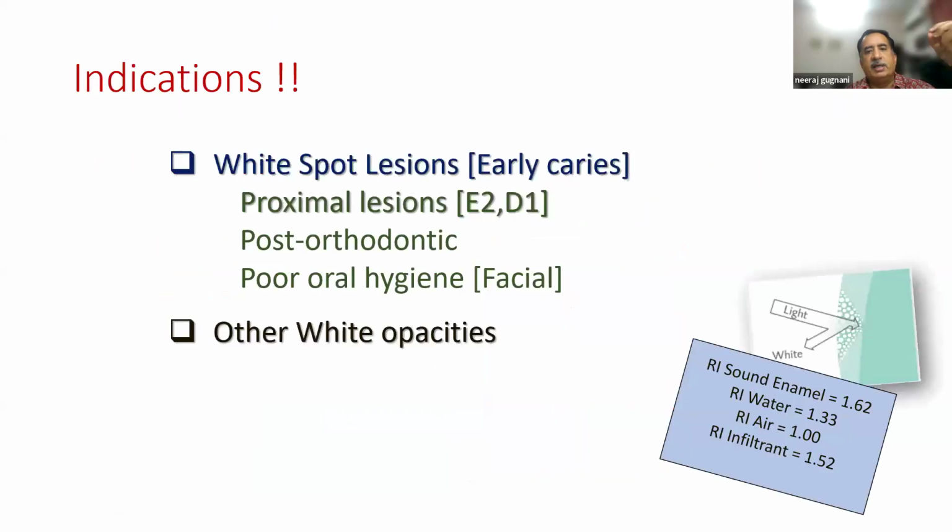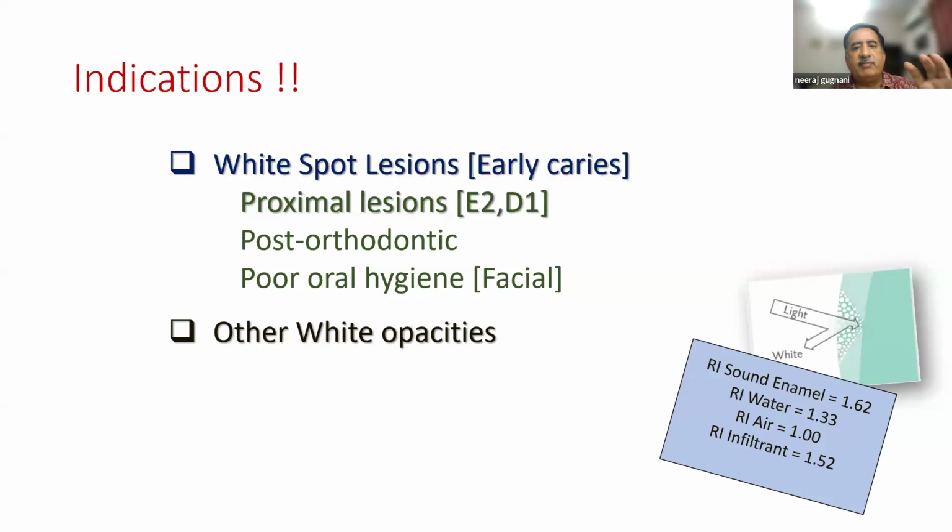go deep inside. So the indications can be white spot lesions, that is early caries, which may be on the proximal sides, on the facial sides like the cervical zones, or post-orthodontic. It also improves the aesthetics for other white opacities, but I will not discuss fluorosis and others. It is important to understand that the primary use of resin infiltration is to stop the early caries. But in addition to that, one beautiful advantage is that because the refractive index of the infiltrant is quite close to the sound enamel, it also leads to aesthetic change.